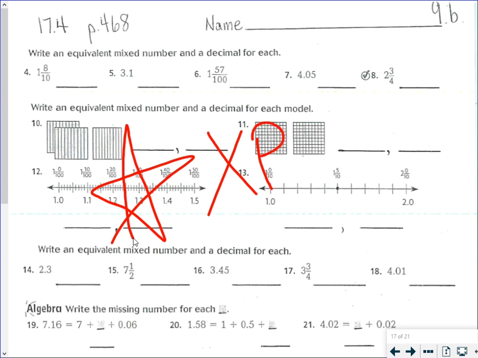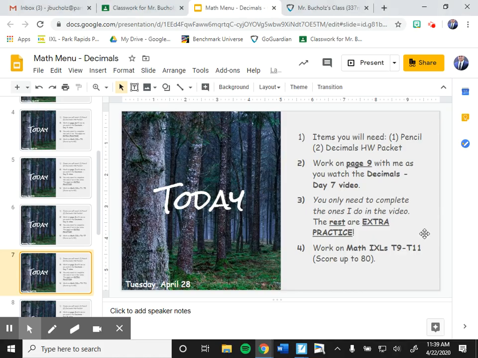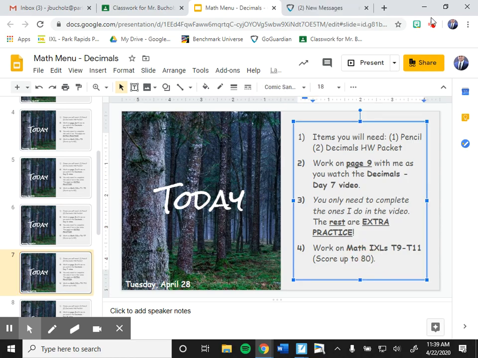Remember to do IXLs. Let's check it out here one more time so we don't get it wrong for you guys. T9, T10, and T11. So T9 through T11. You need to get a score of 80 on those. Please let me know if you have any questions.